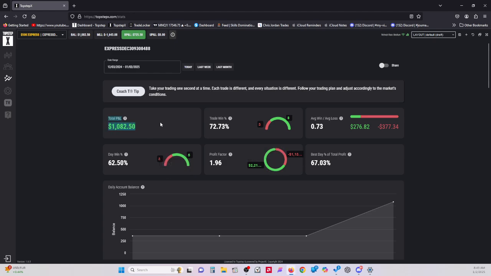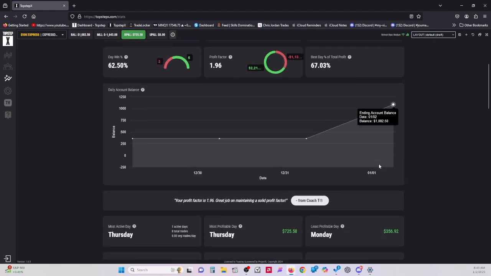I'm up 1,000 on the Express account, 72% win rate, 377. This just went up. It was like at 800. No, it was like 600 something. But it came down because of the trade I just took. But I have a 72% win rate, which is pretty good. 62% win on the day. I lost 3 trades, won 5.